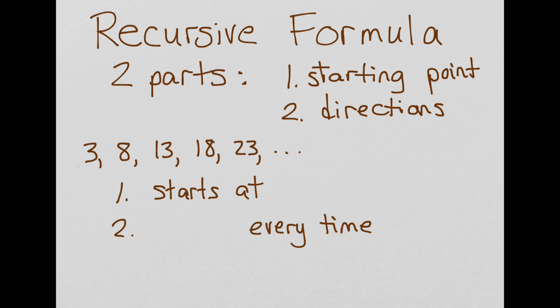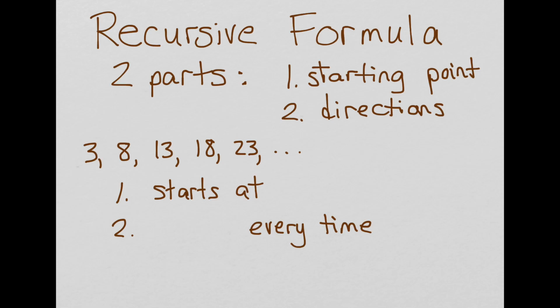Okay, we like to describe sequences using formulas. And the first kind of formula we're going to talk about today, it's the only kind we're going to talk about today, but you'll learn a second kind in a couple days, is a recursive formula. A recursive formula has two parts, a starting point and directions. So this is important because you could have two sequences that have the same pattern, but they might start in different places.